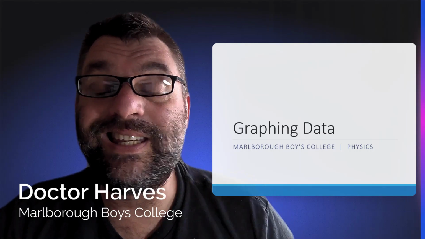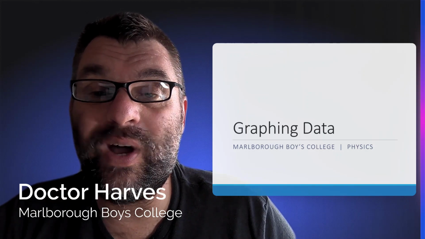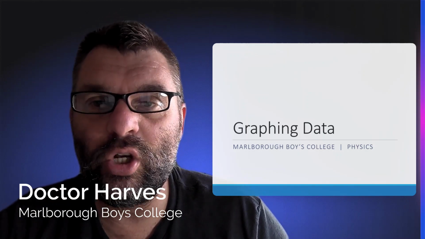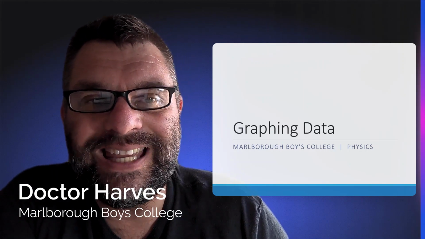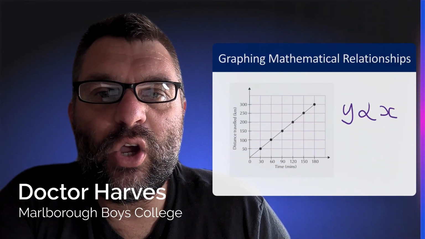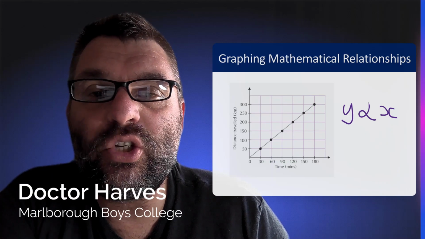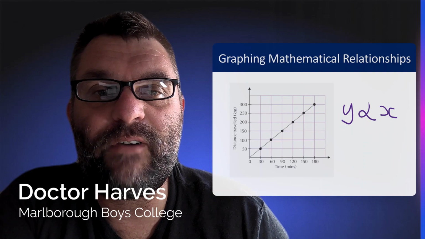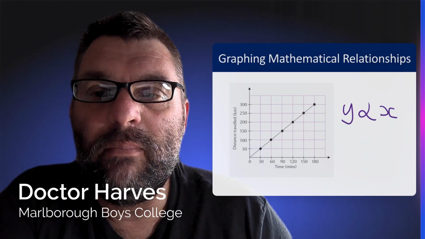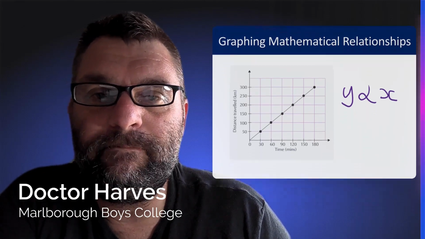Welcome to the next subtopic in our 1.1 linear relationship internal: how we're actually going to graph our data when we get it. The relationship we want is a linear relationship where y is proportional to x. That funny looking symbol between y and x means proportional.